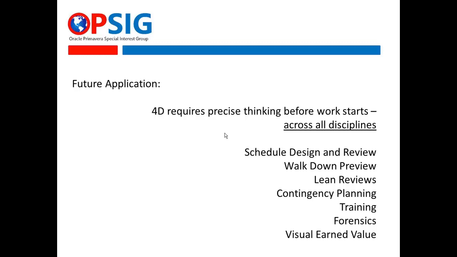Training, we have some other projects where we're going to be doing the same project over and over in multiple outages. So you build the 4D model once, and as you bring in new people, it's easier to onboard them and train them. Forensics, what went wrong. Fortunately, in this case, we didn't have to do that. We knew that we pretty much executed the way we were confident we could.